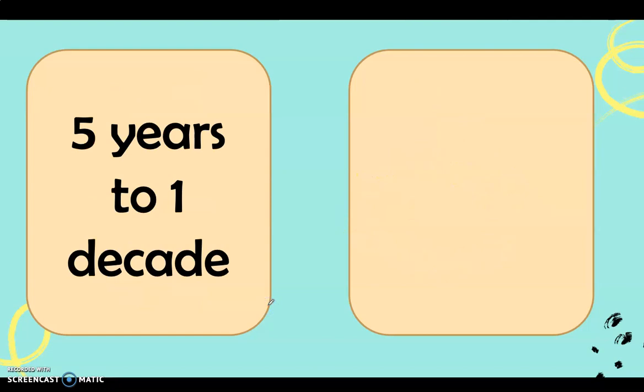Next, we have 5 years to 1 decade. Now another thing, if you compare or get the ratio, like in this example, you need to express the two quantities in the same unit. You can rename the years and make it a decade, or you can rename the decade into years. It's easier for us to just rename the decade. So we have 5 years is to how many years in 1 decade?